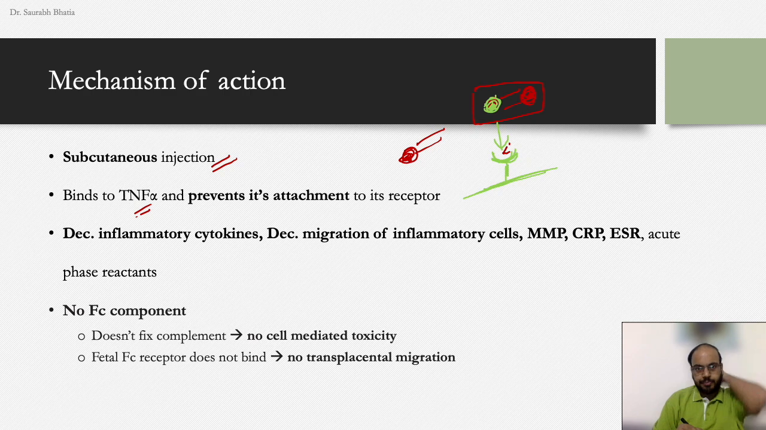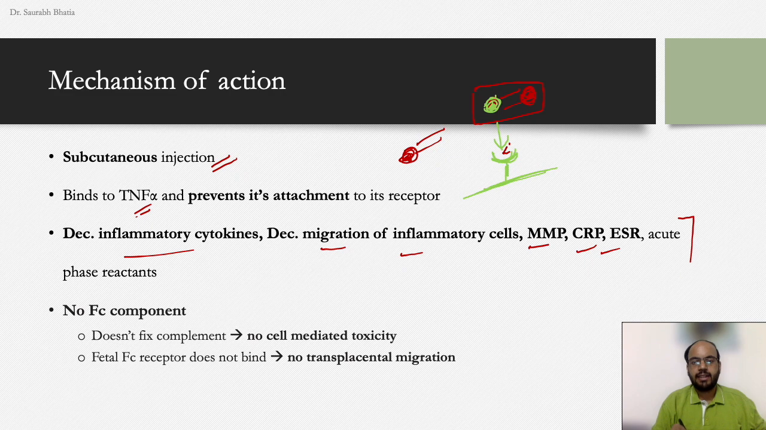Further, because the attachment of TNF-alpha to its receptor does not happen, there are decreased inflammatory cytokines, decreased migration of inflammatory cells, matrix metalloproteinases, and CRP, ESR, all acute phase reactants are decreased. This is the same mechanism with which all the TNF-alpha inhibitors act. So your adalimumab, infliximab, etanercept all have the same action.